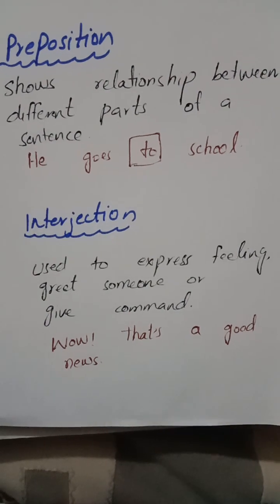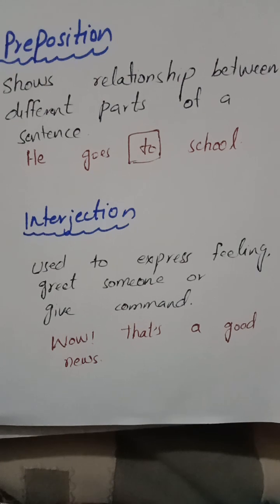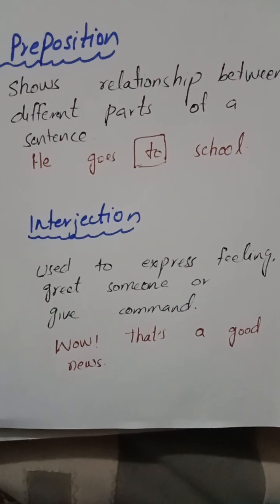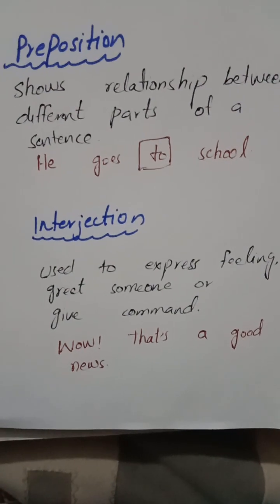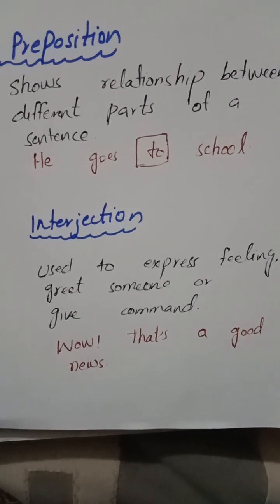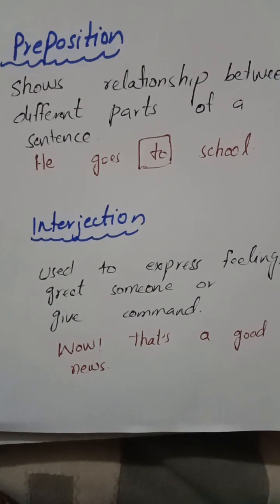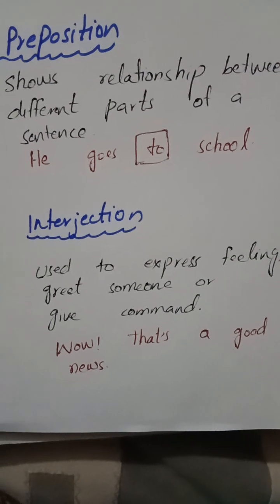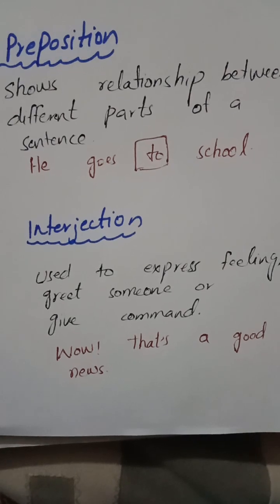Interjection. Interjection is a word that is used to express feelings or greeting someone or giving a command. Like, for example, wow, that's a good news. That's a great news. So here wow is a word that expresses someone's feelings. So wow is an interjection word.